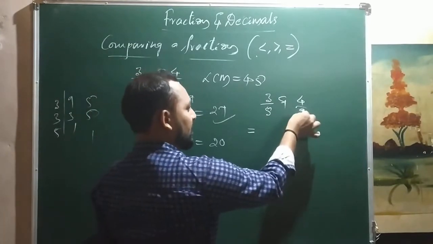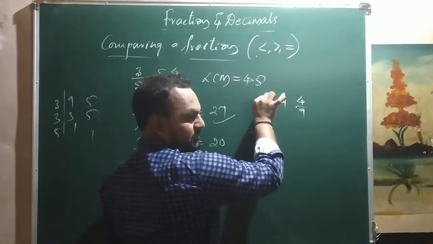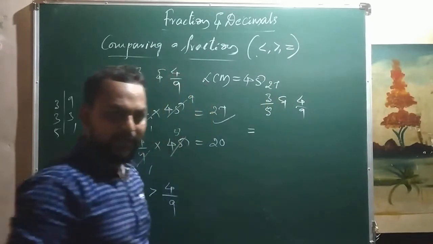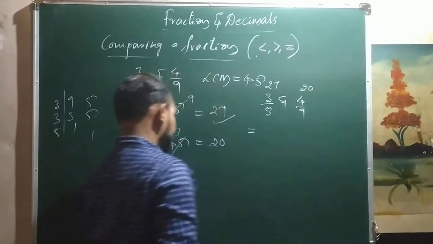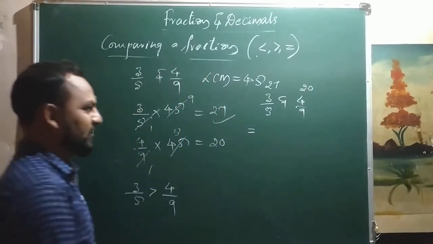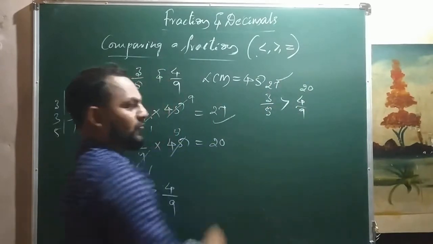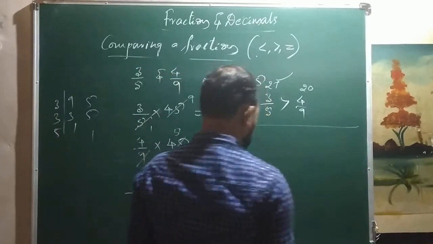Here 9 threes are 27, 5 fours are 20. Which is greater? 27 is greater, which means 3 by 5 is greater than 4 by 9. Let's take one more example.